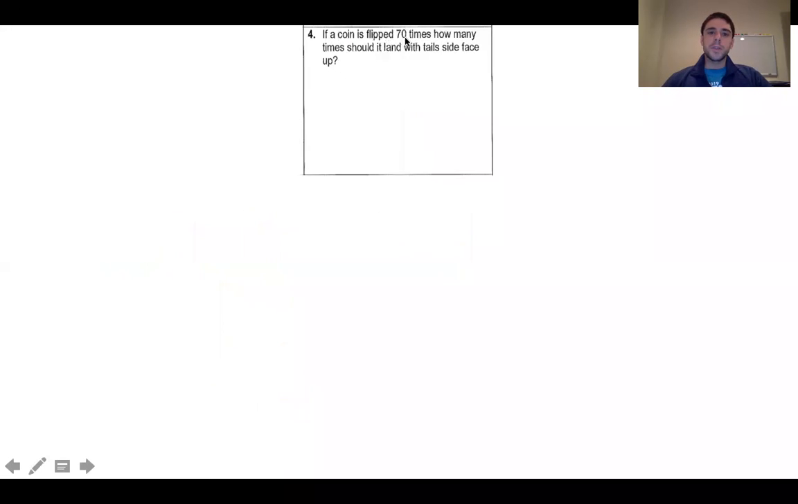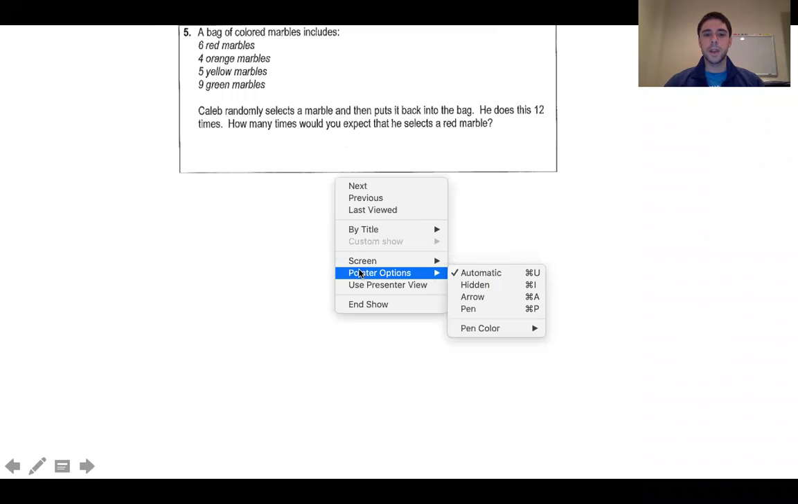So question number 4, if a coin is flipped 70 times, how many times should it land with tail side face up? For this one, I want everyone to do it independently. I think we're all set up for this one pretty well. I want everyone to work on this independently and then answer that in the Google form that I'm going to send out to everyone one more time, and also in the packet independently, okay? If you have any questions about it, feel free to message me afterwards. Happy to go through it afterwards, but I want us to do some of these problems on our own. All right, but we are gonna take a look at number 5 together.